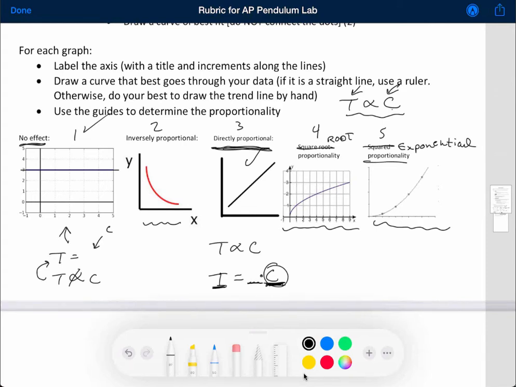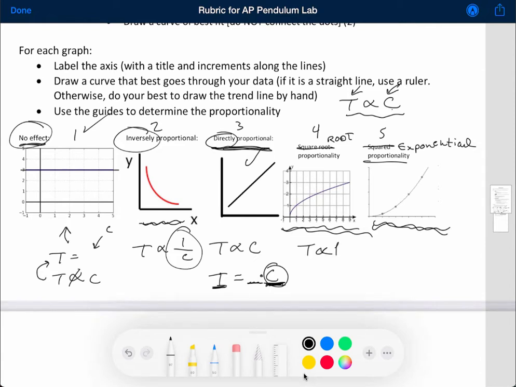But ultimately, these are the 5 graphs you're going to be paying attention to, and if you can remember those 5, you're set. So no effect, directly, inversely, and inverse means it's going to be in the denominator somewhere. Root proportionality means the period is going to be affected by either the square root, cubed root, or fourth root of color, and exponential is going to be proportional to color to some exponent, whether it's color squared, color cubed, color to the 4th. But now it's time to actually show you how you figure out that relationship.